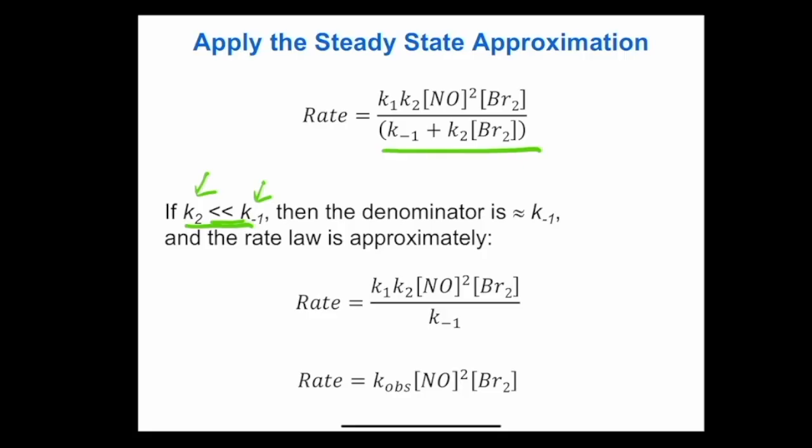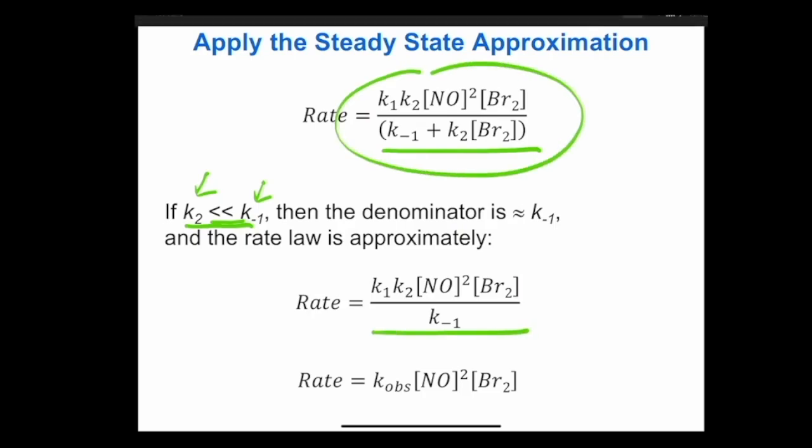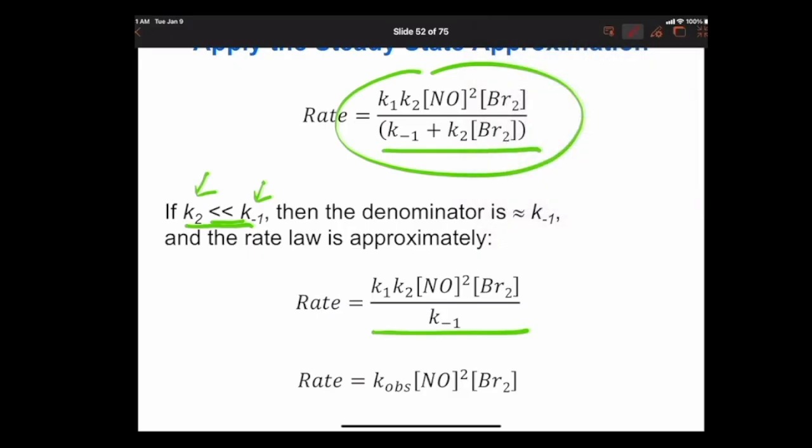If that's true, this here becomes this. All we're saying is if K2 is much less than K minus 1, this term doesn't really matter. It simplifies to this point. The denominator gets a lot simpler. If that's the case, now you've got K1 over K minus 1 times K2 and the concentrations. This is the same thing you get from the pre-equilibrium.